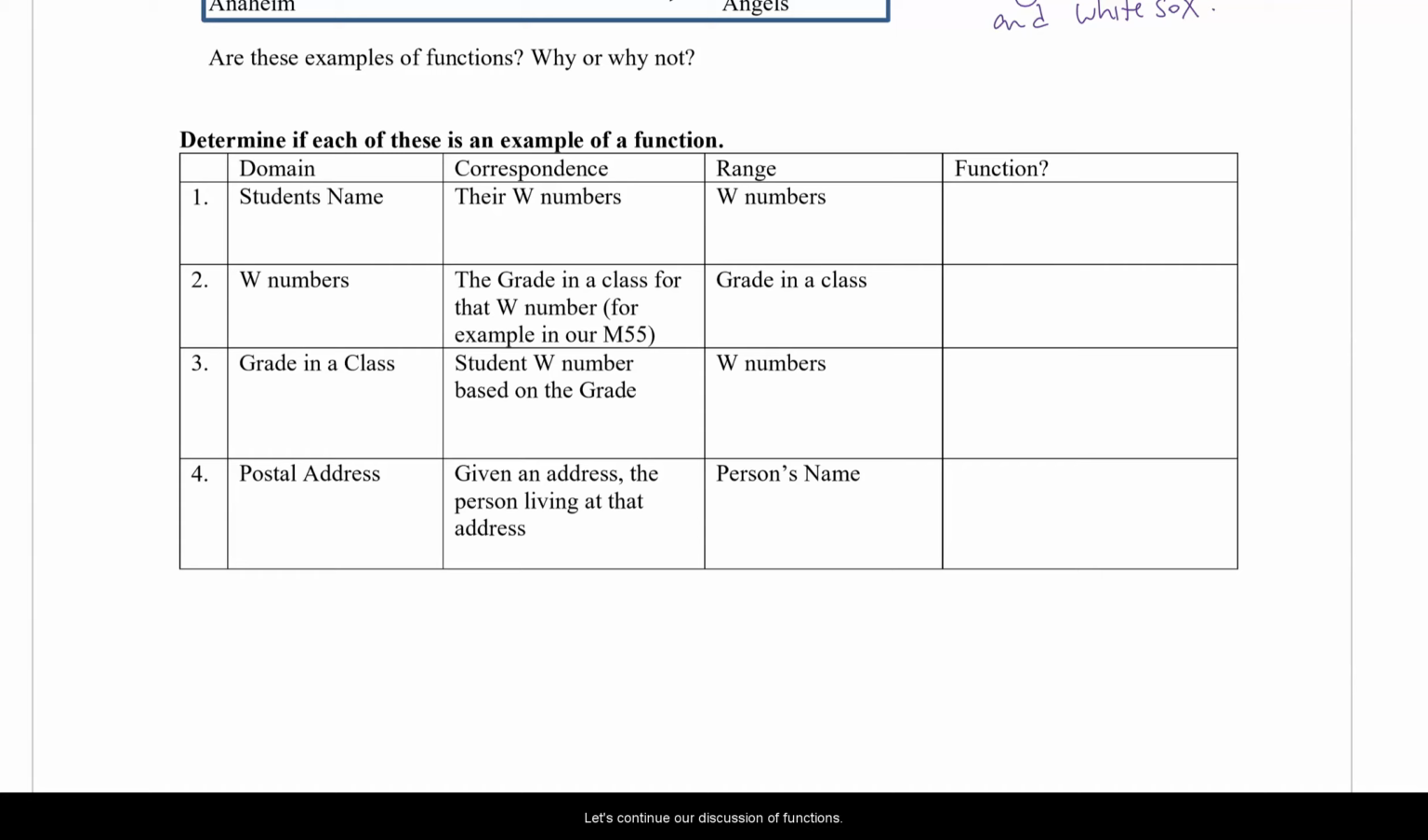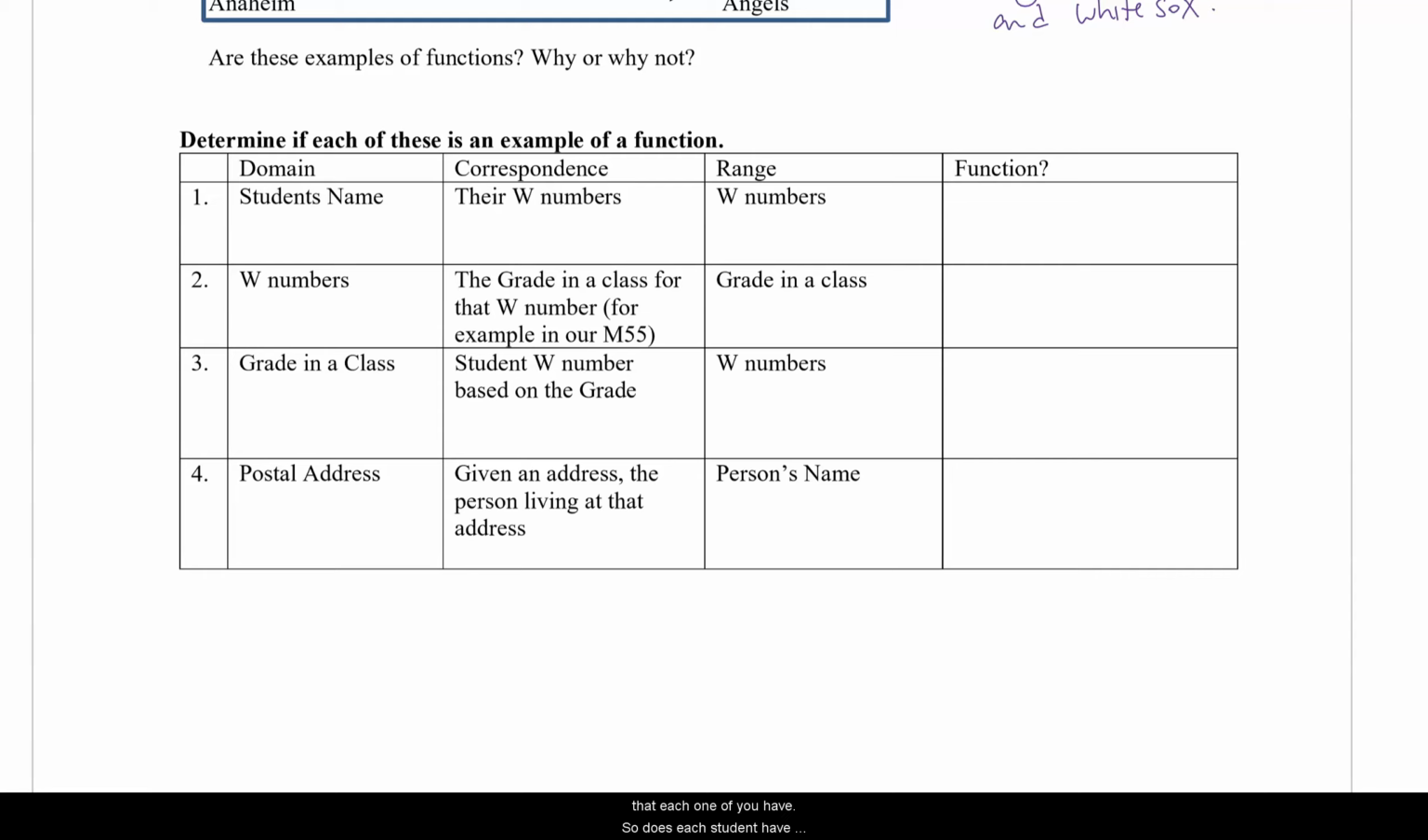Let's continue our discussion of functions. Are these examples of functions? Take the first one. The domain are student names. The correspondence is with their W numbers. So the range is going to be the students' W numbers. For us at our school, the W number is that personal identification number that each one of you have.